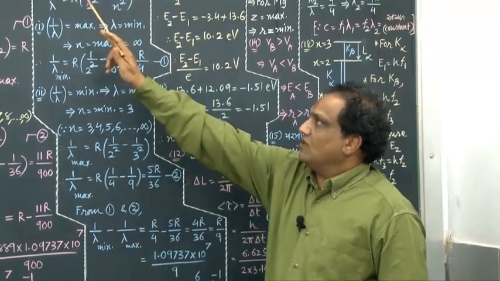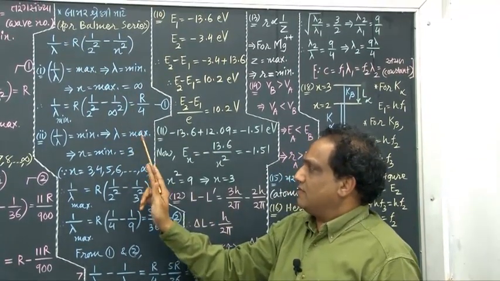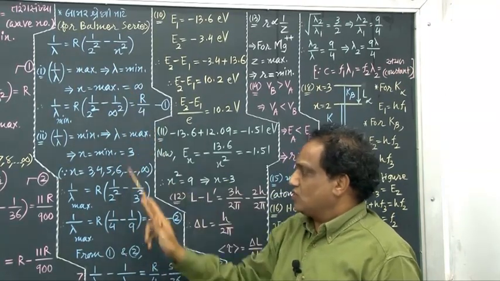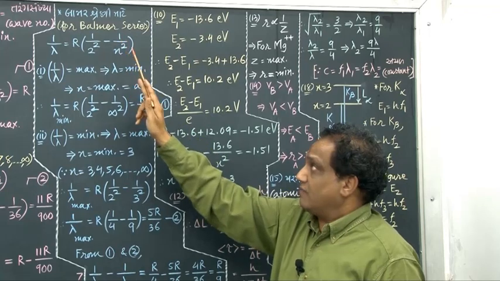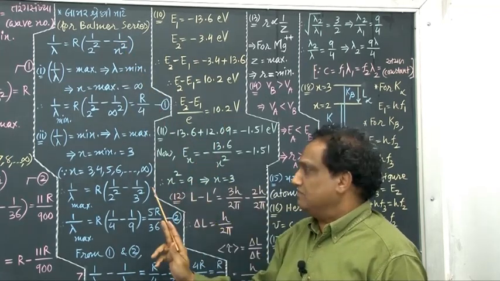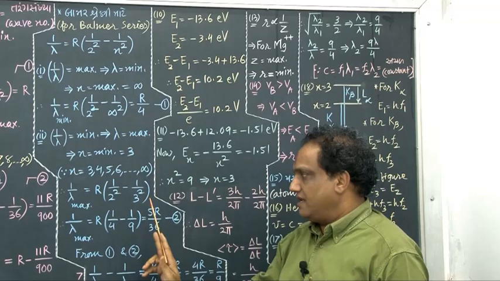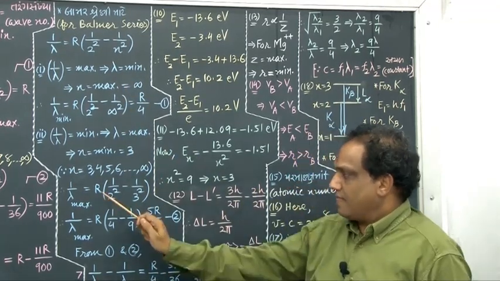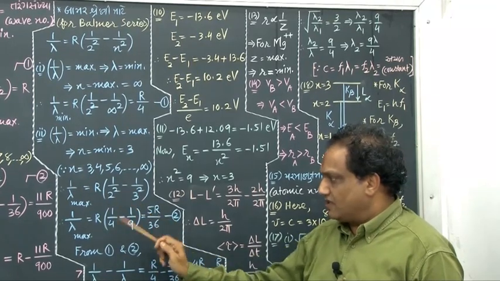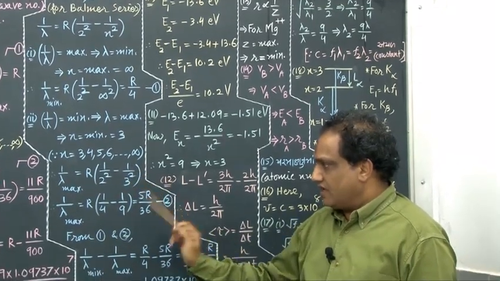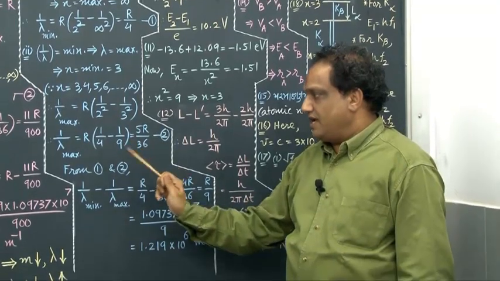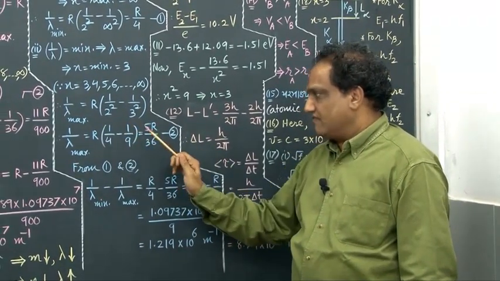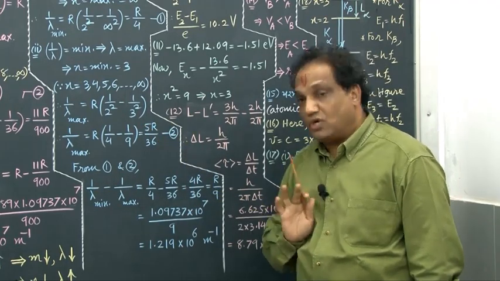Put it here. 1 upon lambda. Lambda is right now maximum, so instead of lambda I am putting lambda maximum. R as it is. 1 upon 2 square minus 1 upon n square, but n is right now 3, correct? n is 3, so 3 square. Now simplify. R as it is, 1 upon 2 square is 4, minus 1 upon 3 square is 9. LCM will be 9 into 4, that is 36. 9 minus 4, that is 5 into r upon 36. 5 into r upon 36, give it equation number 2.